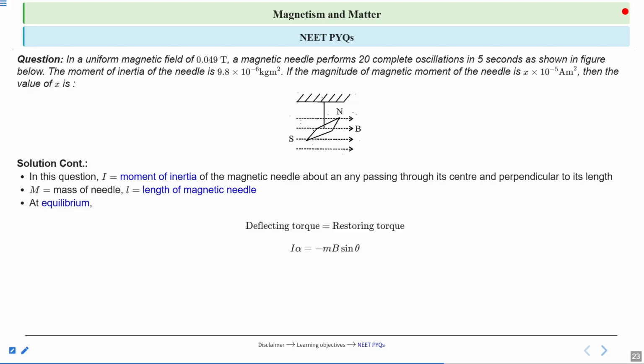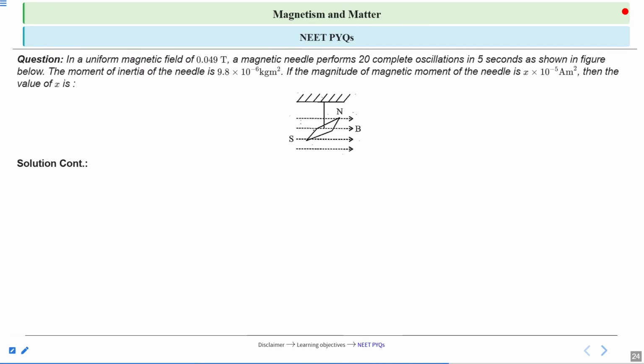So tau is equal to I alpha. This is the deflecting torque. We are producing the external torque. We are deflecting this needle from its equilibrium position. So I alpha is equal to, what is the restoring torque? Minus mB sin theta. Why is this negative sign there? This negative sign represents that the deflecting torque is in the opposite direction of which torque? The restoring torque. We are deflecting the magnet in the opposite direction to the restoring torque. Okay, so that's why the negative sign appears.